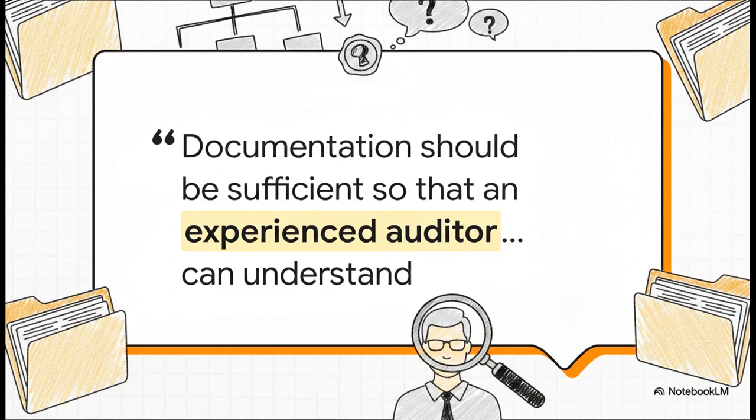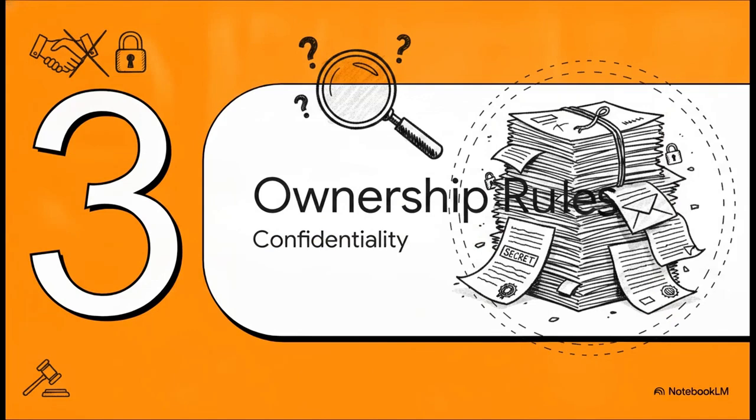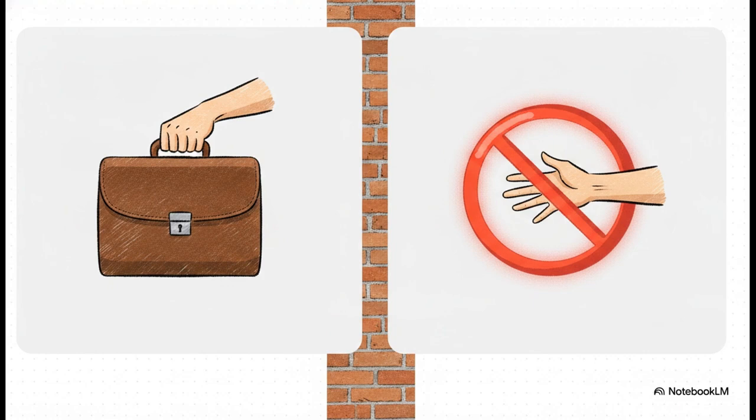If a total outsider cannot piece together your logic, your documentation has failed the test. That brings us to Section 3, Ownership and Confidentiality Rules. Okay, watch out because there is a classic exam trap hiding right here. Working papers are the property of the auditor, period, full stop. They are not the property of the client.